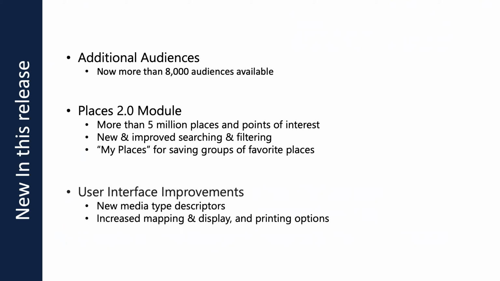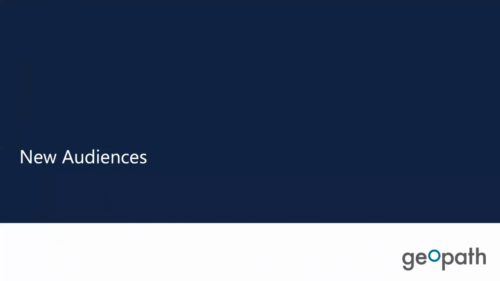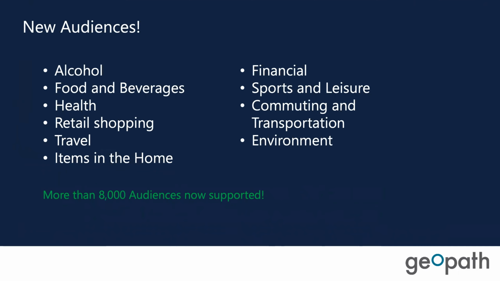So you'll notice, if you've been using the tool, that it's changed somewhat significantly, and I just want to talk through at least some of the high-level reasons for that. So, new audiences. As I said, more than 8,000 audiences are supported now, and we've added 10 different categories. I think these are categories we've been really excited for and waiting for, especially ones around alcohol, food and beverages, retail and shopping, which I know is a really big, exciting one, as well as financial, and even a category around environmental concerns or preferences, perceptions, etc.